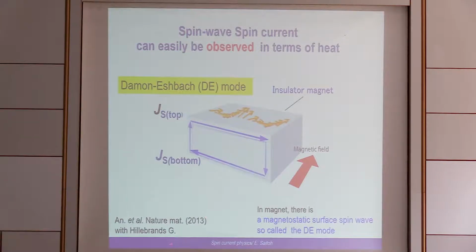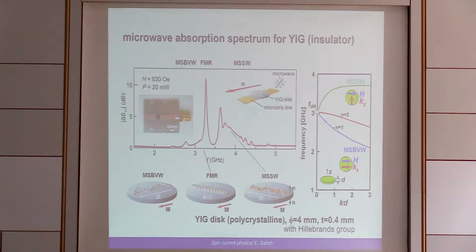This work is done by Bucat's group. This is a microwave absorption spectrum for EEC. The EEC is put on the microwave antenna. This peak corresponds to the uniform magnetization cyclic motion called ferromagnetic resonance. This broadband corresponds to the surface spin wave. So when the frequency is within this band, the spin wave spin current is created in this direction. So let's see what happens.